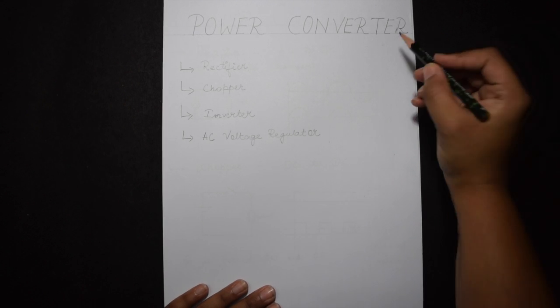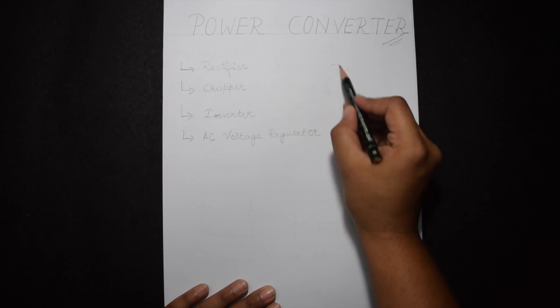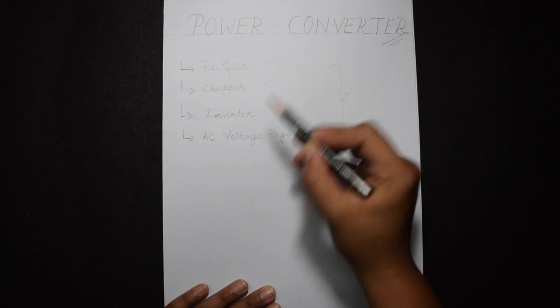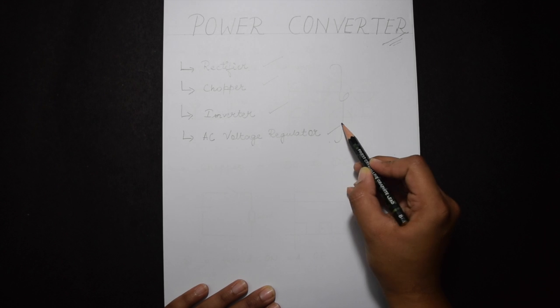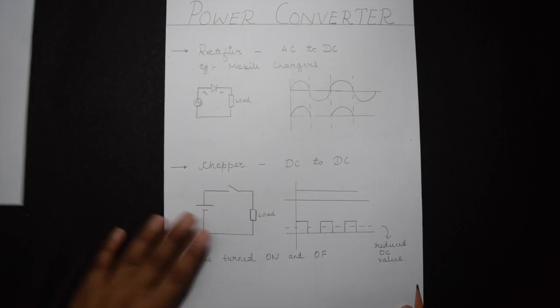Today we'll be explaining power converters. There are basically four types of power converters: a rectifier, a chopper, an inverter, and an AC voltage regulator. Let's look at the first one, a rectifier.